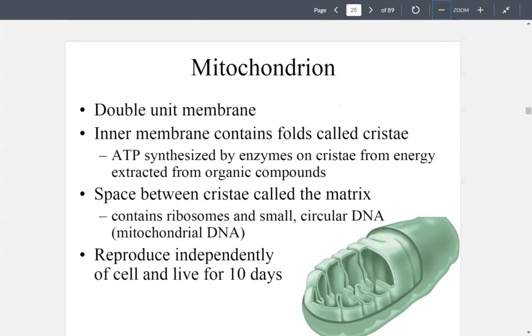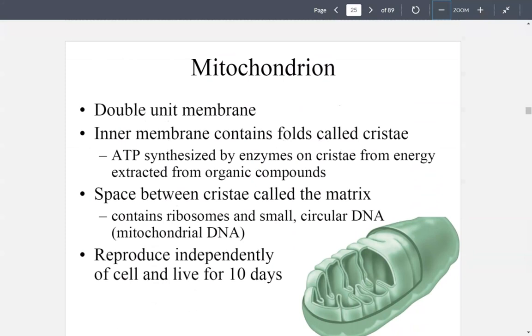Mitochondria. Mitochondria are a double-layer membrane organelle. That inner membrane is going to have folds, which are called cristae. The mitochondria is also referred to as the powerhouse of the cell, and it is going to be involved in the creation of ATP. If you do not have mitochondria in a cell, the amount of ATP that can be created is limited.